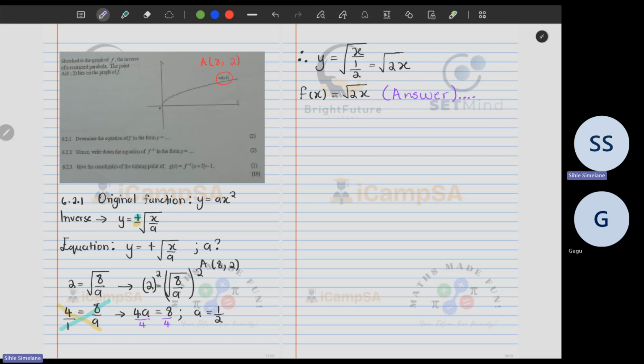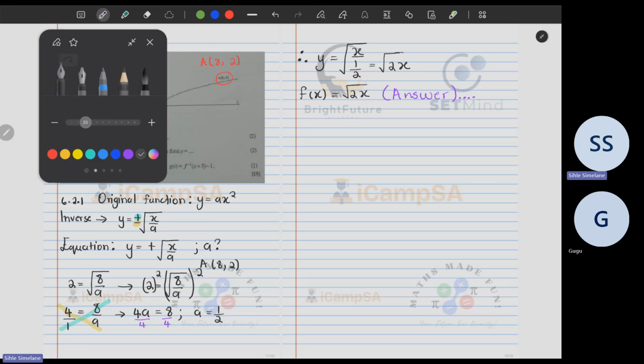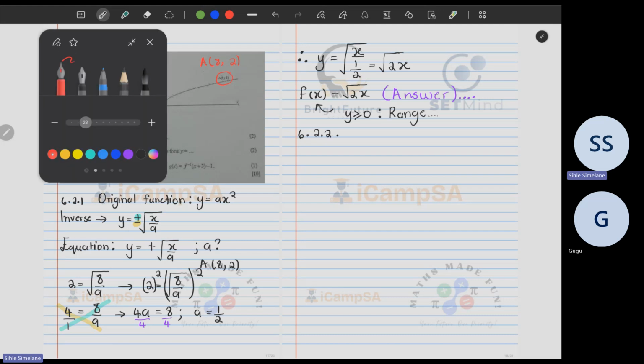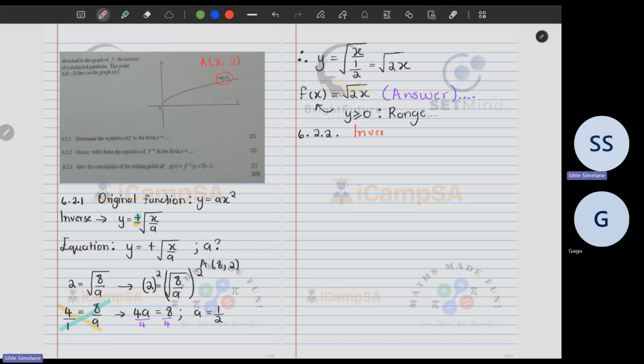You're very smart, isn't it? Let's go to the next one. Then they say, hence, determine, and what you need to note here is that for this function, do you see that what we have is a y value that is greater than 0? This is our range. Okay, there are positive y values. Now the next question, 6.2.2, they want us to do, guess what? The inverse. And we become so happy because we already know what this means.